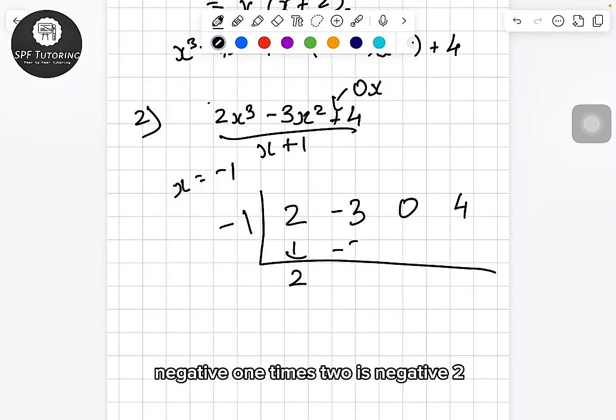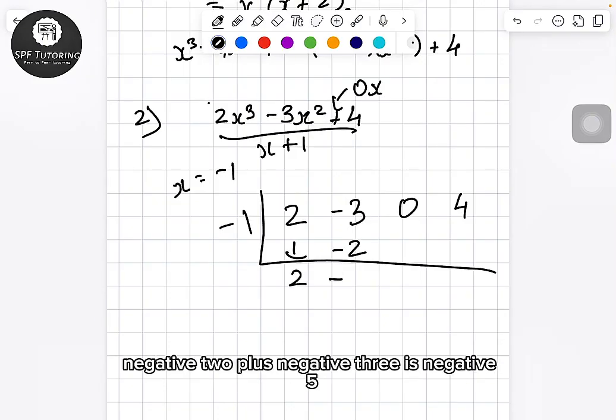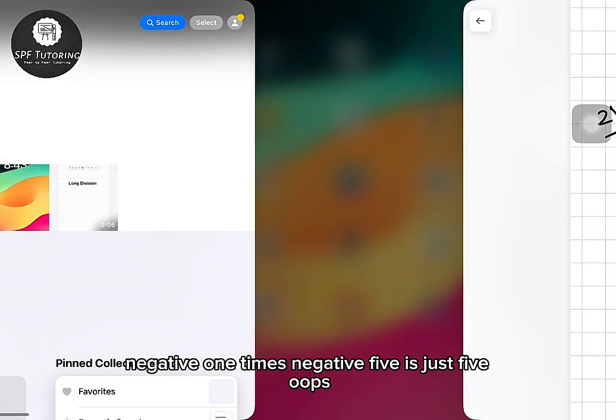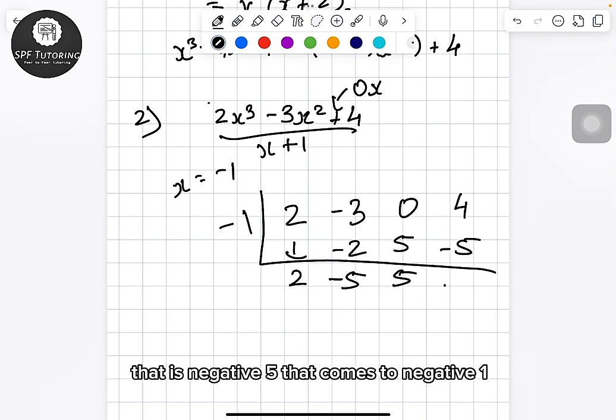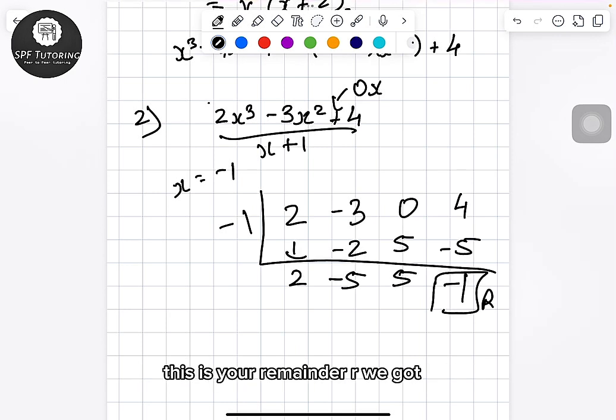-1 times 2 is -2. -2 plus -3 is -5. -1 times -5 is just 5. Oops, it's just 5. 5 plus 0 is just 5. Then 5 times -1 is -5, and that's 5 plus... -5 comes from -1. This is your remainder r.